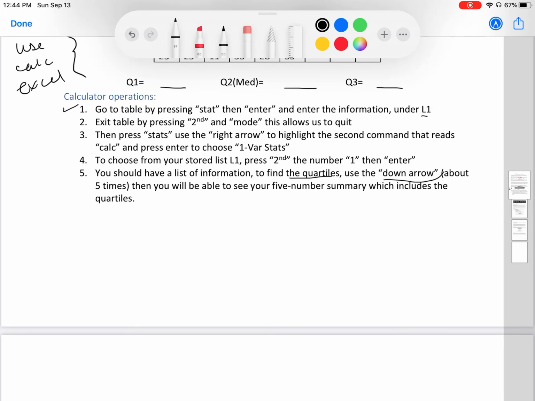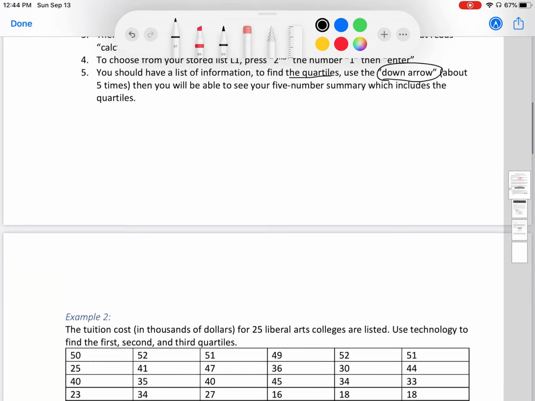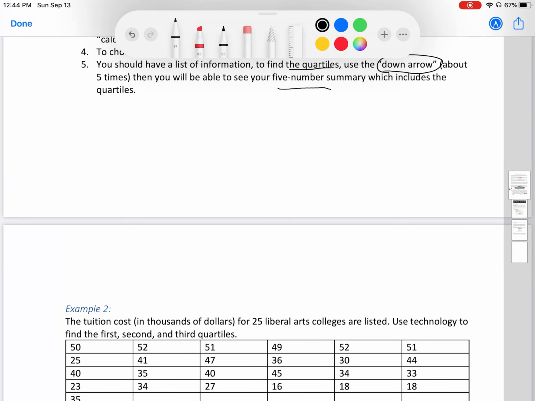You should have a list of information, but the quartiles are found at the bottom. So use the down arrow and scroll down, and you'll get what's called your 5-number summary, and that includes your minimum, your Q1, your Q2, which I think is written as your median, Q3, and then your max. So then you can easily find your quartiles.